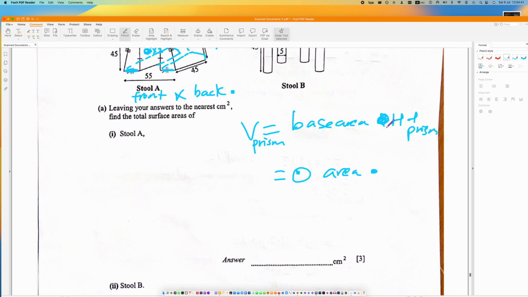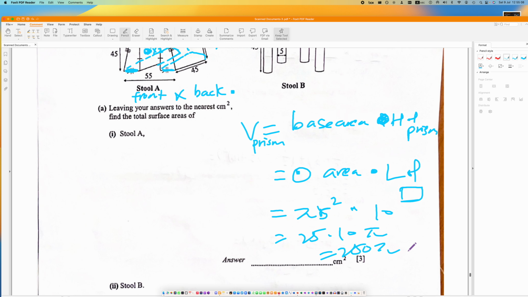Which one is the height? Here, right? Which is the rectangle, which is the length of the rectangle. Okay? So it's pi r squared times the length of the rectangle, which is 10 just now. For this one, r is 5, so it's 25 times 10 times pi, so it's 250 pi. I'm doing this question, I'm not doing your question.